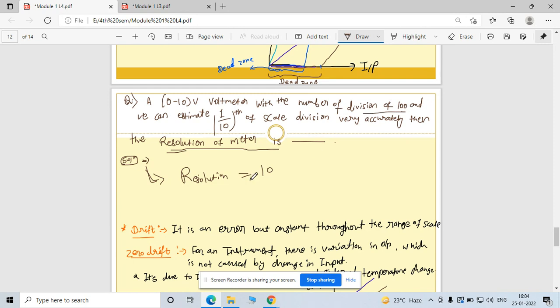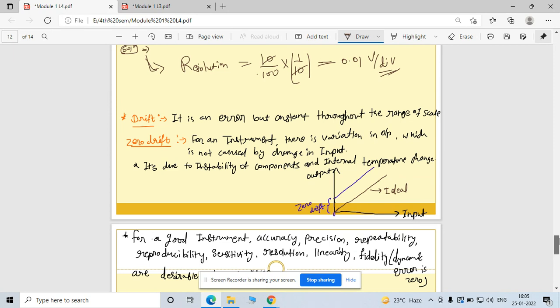100 divisions. Okay, the divisions are 100, but what you have to find here is, you can estimate one tenth of the scale division. So simply, one tenth of the scale division you have to find, so multiply by it. Okay, so the resolution will come out from here. How much does it come? This 10 and this 10 cancel out, 0.01. This is the scale of your meter. Okay, and the unit of this resolution is volt per division. Remember this: the resolution of your scale is 0.01 volt per division.